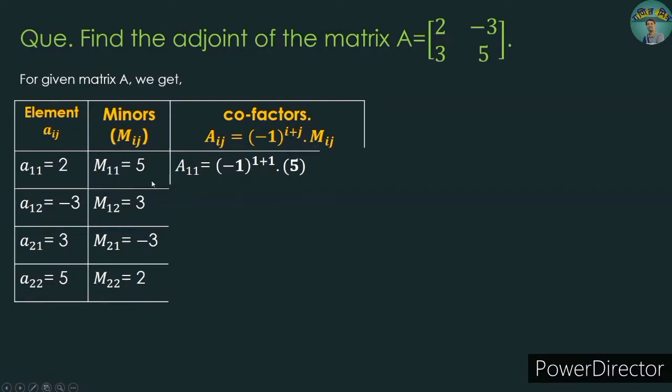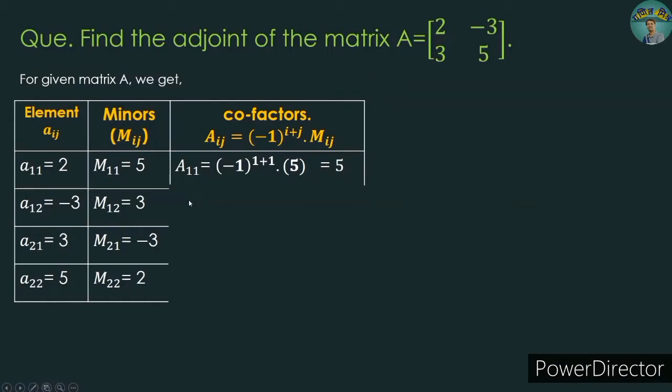Mij means the respective minor. In this case it is M11, which is equal to 5. So 1 plus 1 is 2. So minus 1 raised to 2 is actually plus 1. And plus 1 into 5, the answer will be 5. This is how we are going to calculate the cofactor for each element. Remember, this i and j, in this case 1 and 1, affects the value of the minor, which gives us the cofactor.